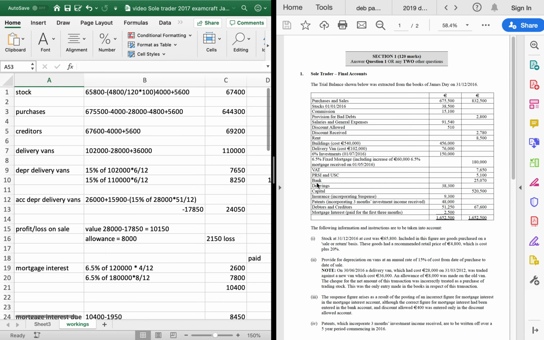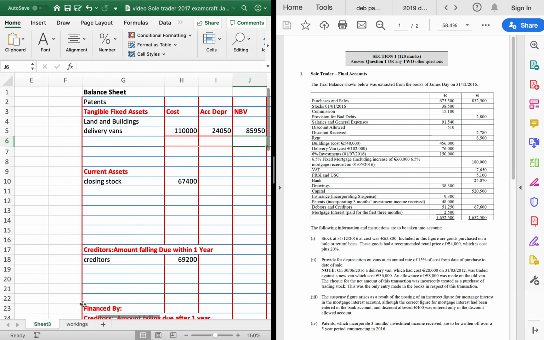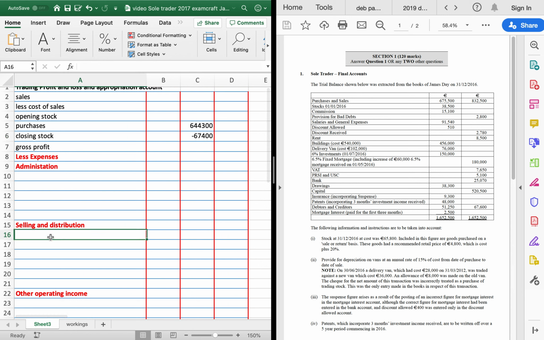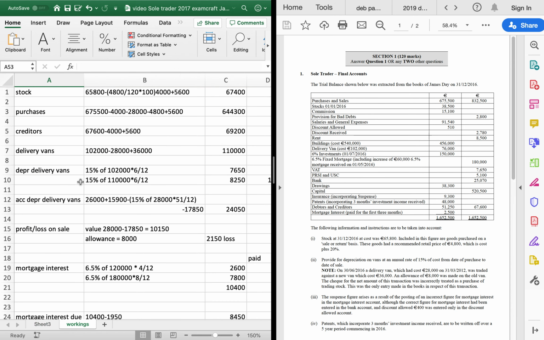That's delivery vans. The depreciation on delivery vans, 59, is an expense, so it's a selling and distribution expense. Try and get them in the right place if at all possible. I know it's not that important, but the examiner will thank you for it. 10,600. Now, it is also important you put in all these headings. If you don't put them in, you get minus one mark for every heading you leave out, like administration, selling and distribution, other operating income. That's in most of the marking schemes.